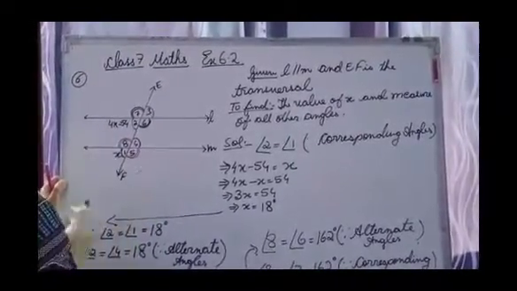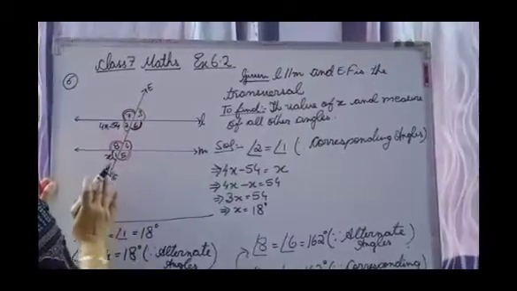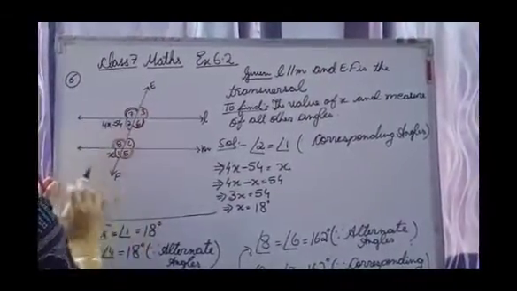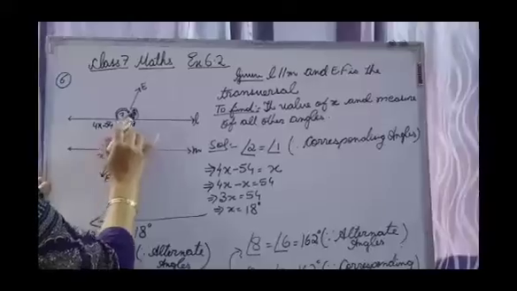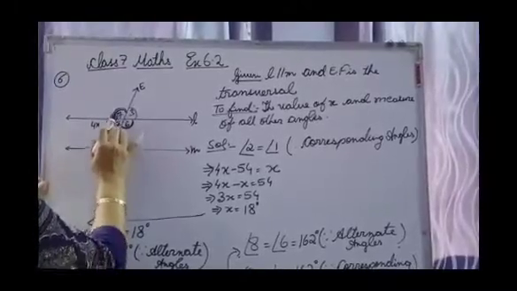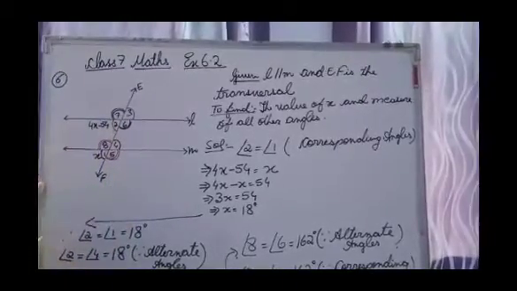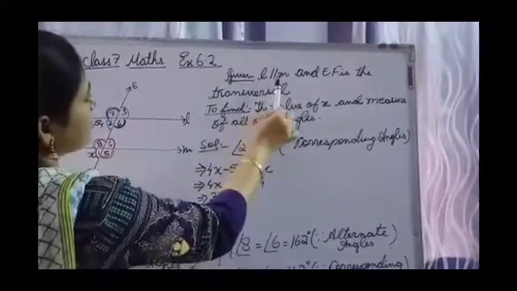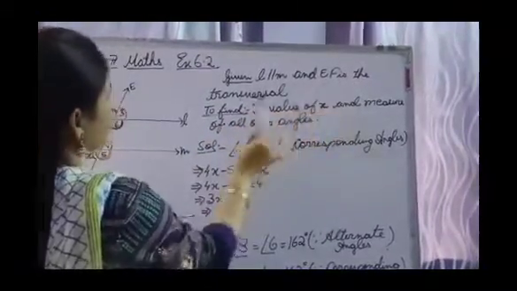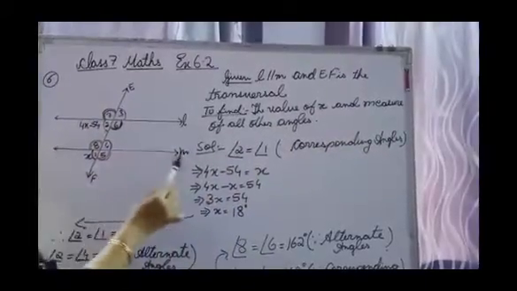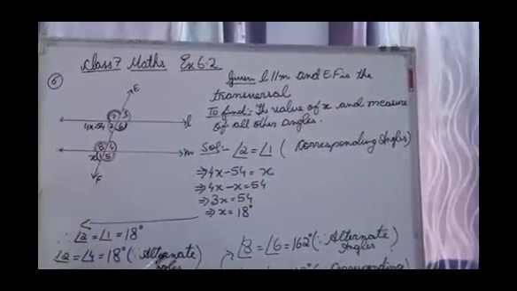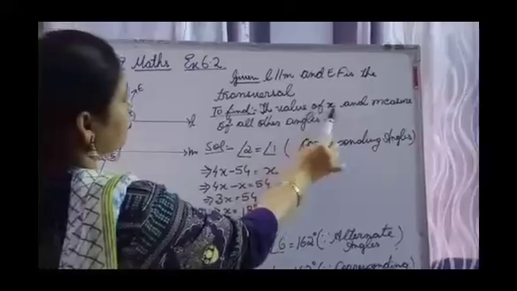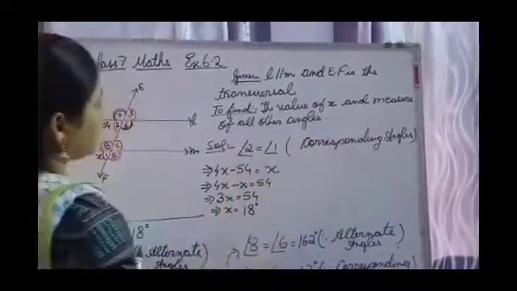Okay. Now, let us name these angles. For the convenience, let us name all these angles. So, 1, 2, 3, 4, 5, 6, 7, 8. So, I have named all these angles. Now, let us see how to write. Given L is parallel to M and EF is the transversal. To find the value of X and measure of all the angles.